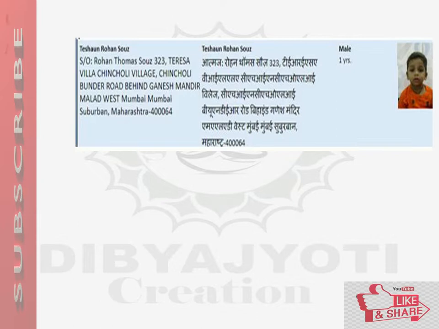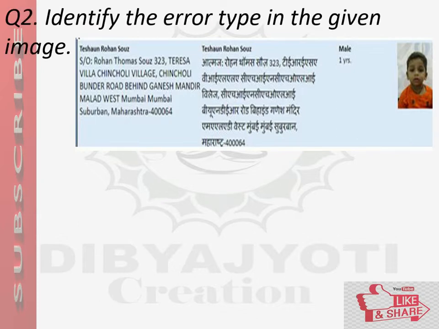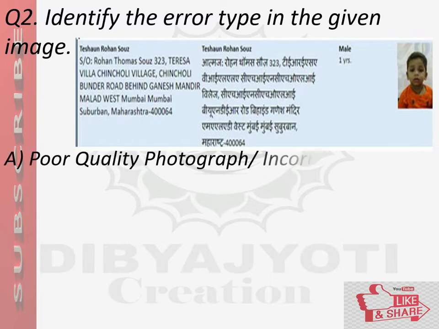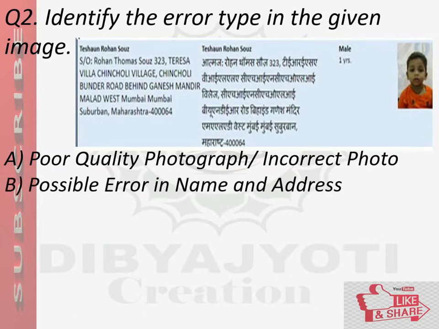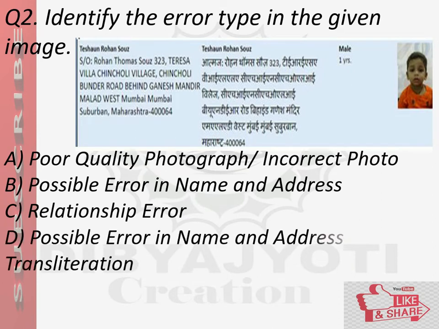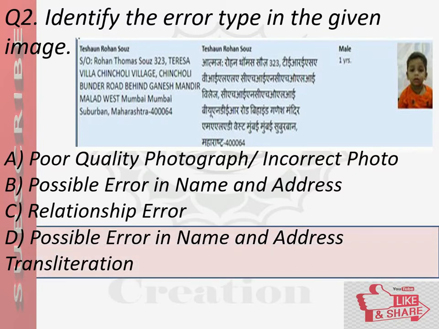Next, identify the error type in the given image. Options are: Option A, poor quality photograph or incorrect photo. Option B, possible error in name and address. Option C, relationship error. Option D, possible error in name and address translation. And the answer is option D, possible error in name and address translation.